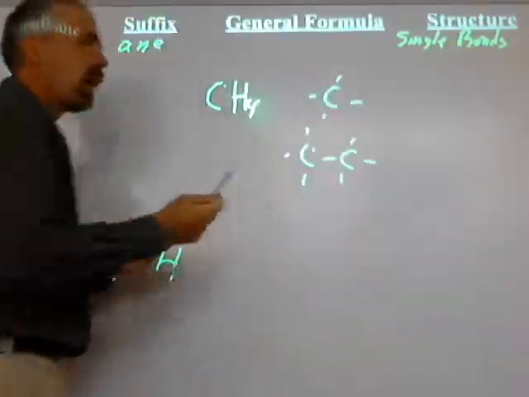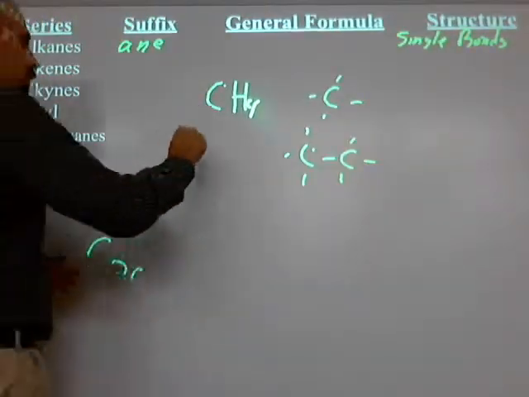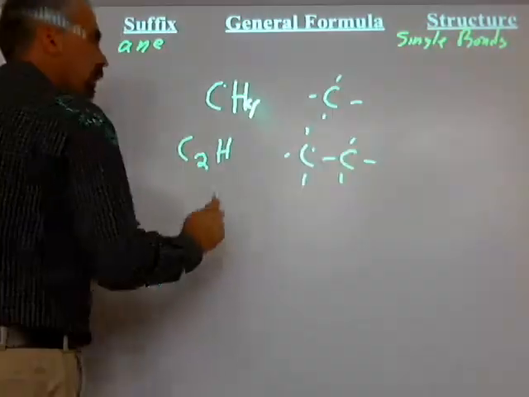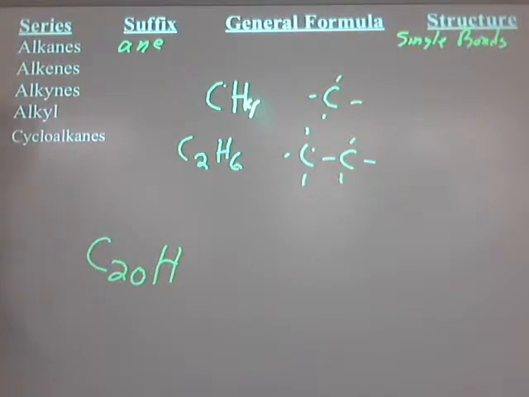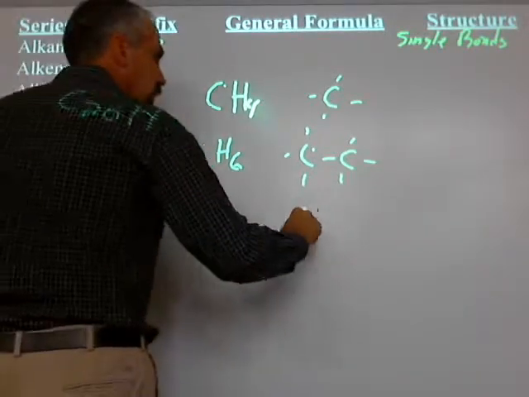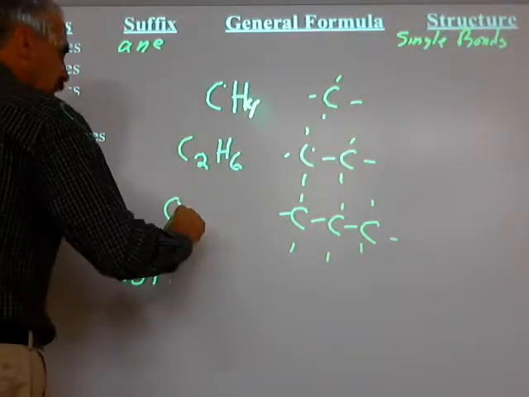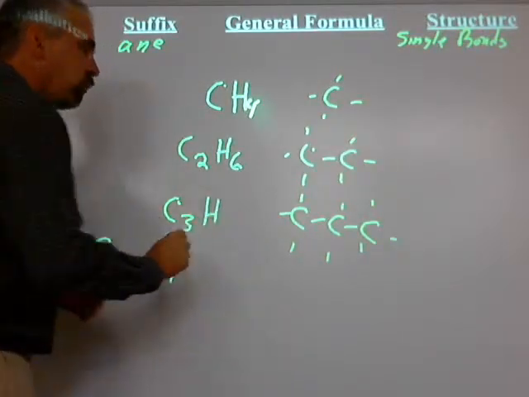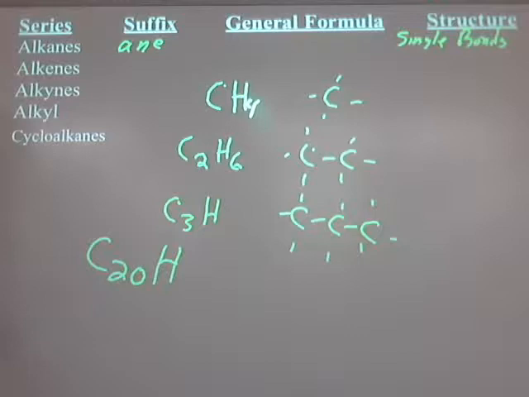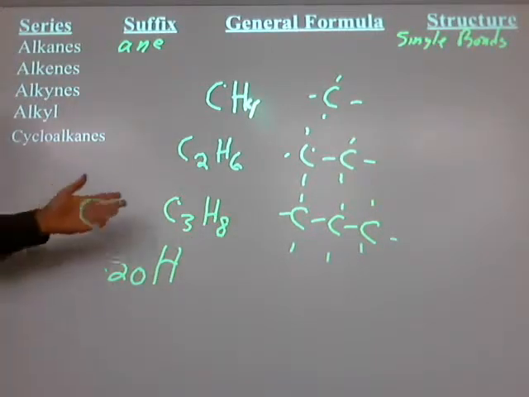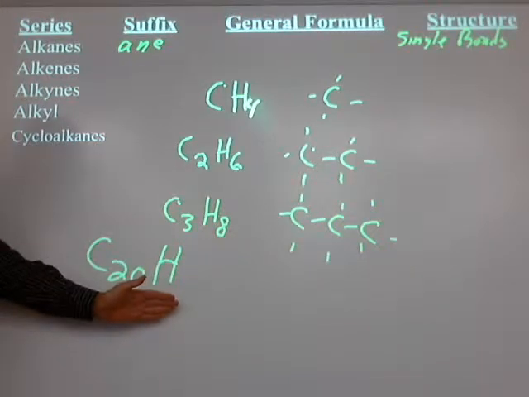Ethane. What's the formula for ethane? C2, H 1, 2, 3, 4, 5, 6, right? What about propane? C3, H what? 8. So you getting the pattern? I bet you if I told you C20, you could already tell me the answer. What's it going to be?